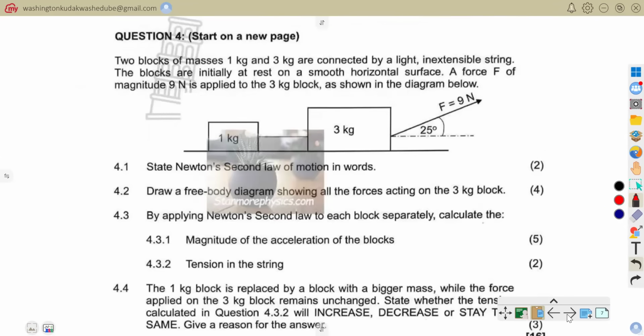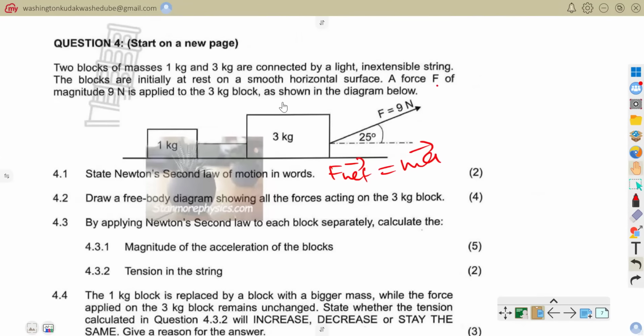Now let's go to question number 4. So 4.1 is saying two blocks of masses 1 kg and 3 kg are connected by a light inextensible string. The blocks are initially at rest on a smooth horizontal surface. A force F of magnitude 9 newtons is applied to the 3 kg block as shown in the diagram. So everything that they've said there is given in this diagram. Now they're saying state Newton's second law in words. We know that Newton's second law can be given by that equation or formula. Now they're saying state it in words. They want it in words.